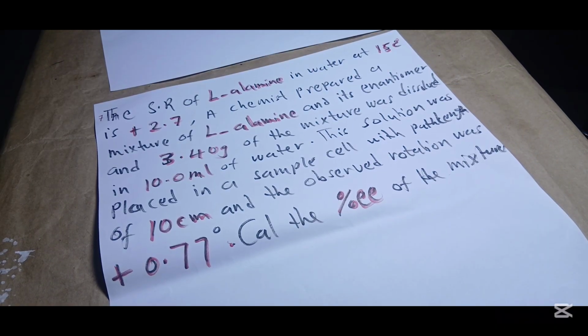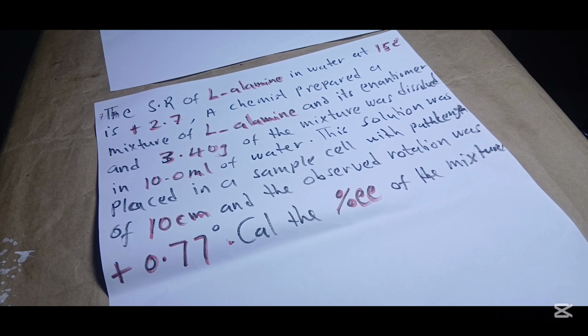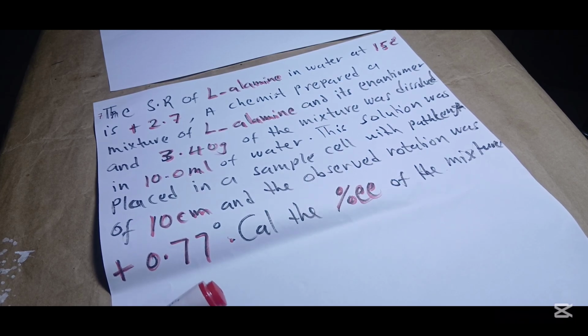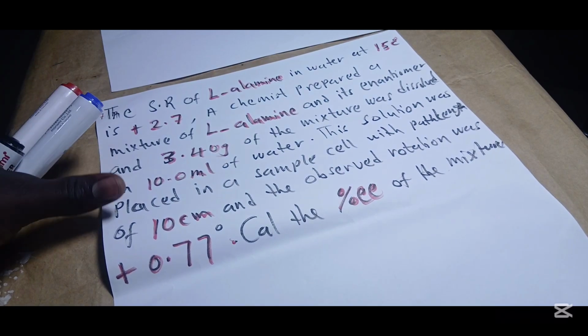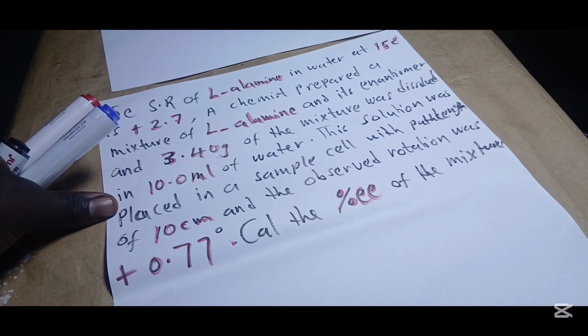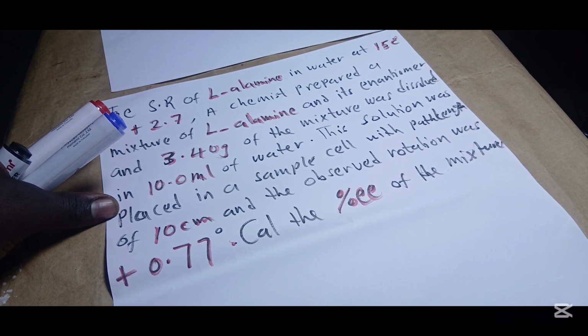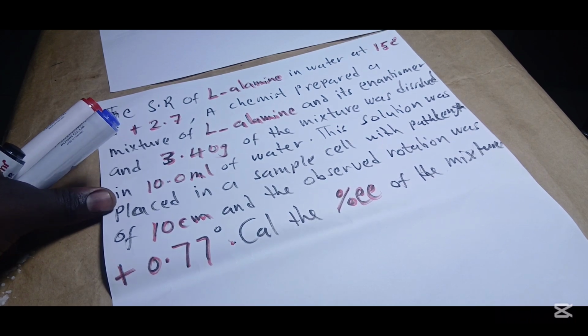The specific rotation of L-alanine in water at 15 degrees is positive 2.7. A chemist prepared a mixture of L-alanine and its enantiomer, and 3.40 gram of the mixture was dissolved in 10.0 ml of water. This solution was placed in a sample cell with path length of 10 centimeters, and the observed rotation was positive 0.77 degrees. Calculate the enantiomeric excess of the mixture.